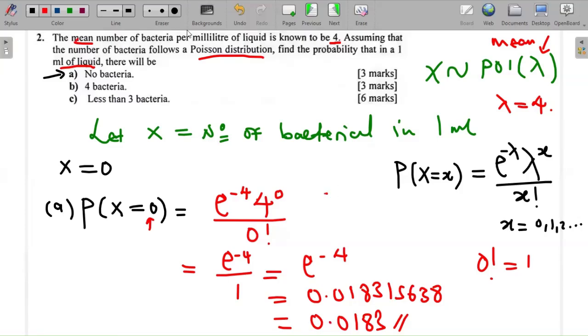Okay, so I hope it's clear for you, you're following. So the answer here we can write 0.0183. Okay, we are done with that.